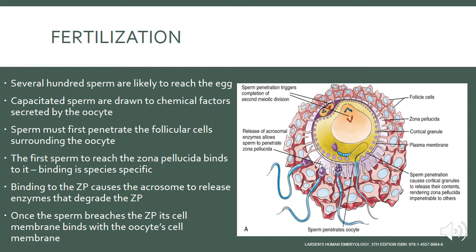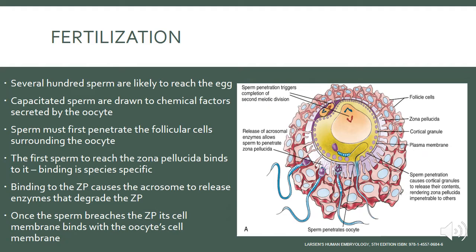Now, capacitated sperm, those ones where the acrosome is prepared to release enzymes that will ultimately allow them to get into where the oocyte is, those capacitated sperm can react to chemical factors that the egg is releasing, and that sort of draws them in, guides them to where the egg is.